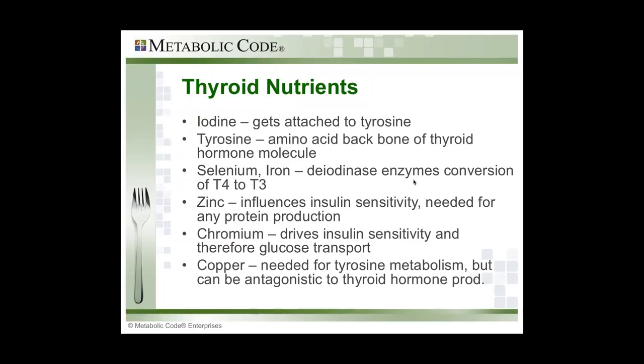Then you need selenium and other trace minerals that work with the enzymes called the deiodinase enzymes that take off one of those iodine molecules to convert the T4, which is like the stored form of thyroid hormone. It stores in the gland itself and in the liver, and then it gets converted to T3 as we have adequate nutrients to do so.